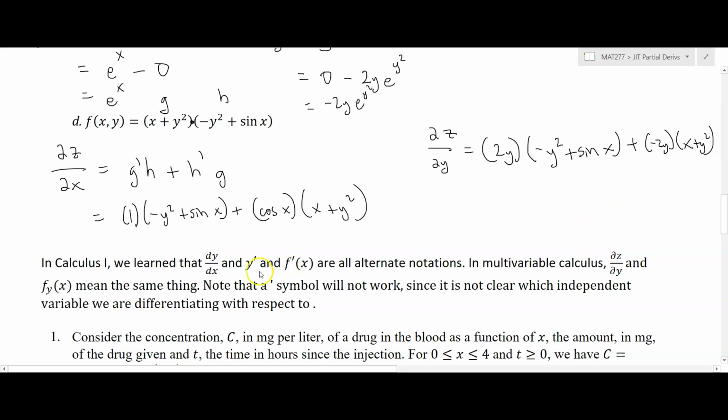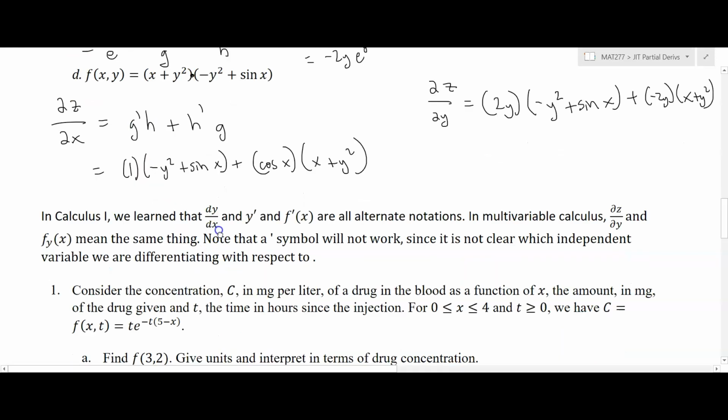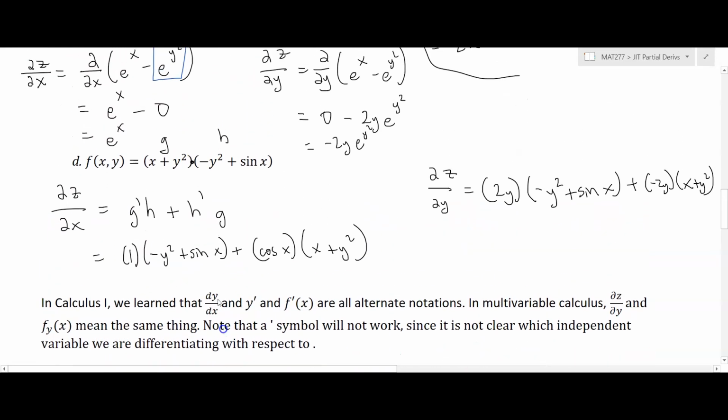as dz dy, just like f prime of x would mean the same thing as dy dx. But we don't want to use a prime because, again, which variable are you taking the derivative with respect to? So it's just a new notation that helps us keep track of that.